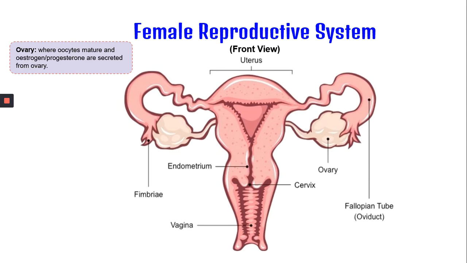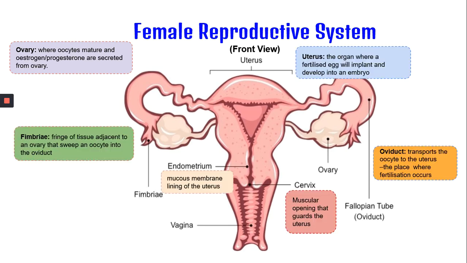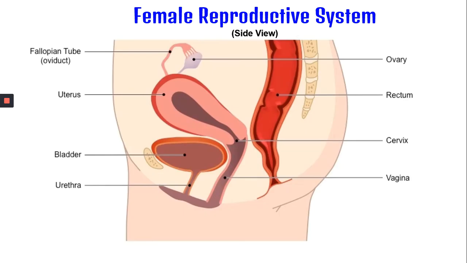So the ovary is the primary sex organ of human females, and they not only produce the egg cells or the oocytes, but they are also necessary for the production of the female sex hormones. These are the estrogen and progesterone. The cervix is the muscular opening that guards the uterus, and finally the vagina is the passage which leads to the inside of the uterus.